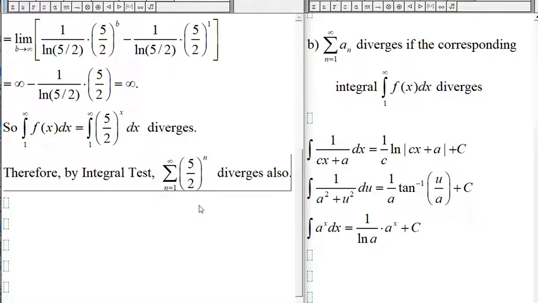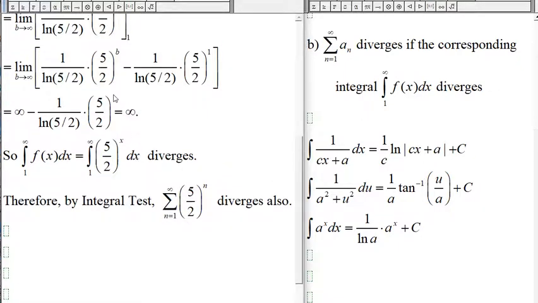And as mentioned earlier, we know that this is a geometric series with common ratio of 5 halves, which is 2.5, which is greater than 1. And if we have a geometric series with common ratio greater than 1, the series diverges. But here we wanted to use the integral test to show that it diverges.